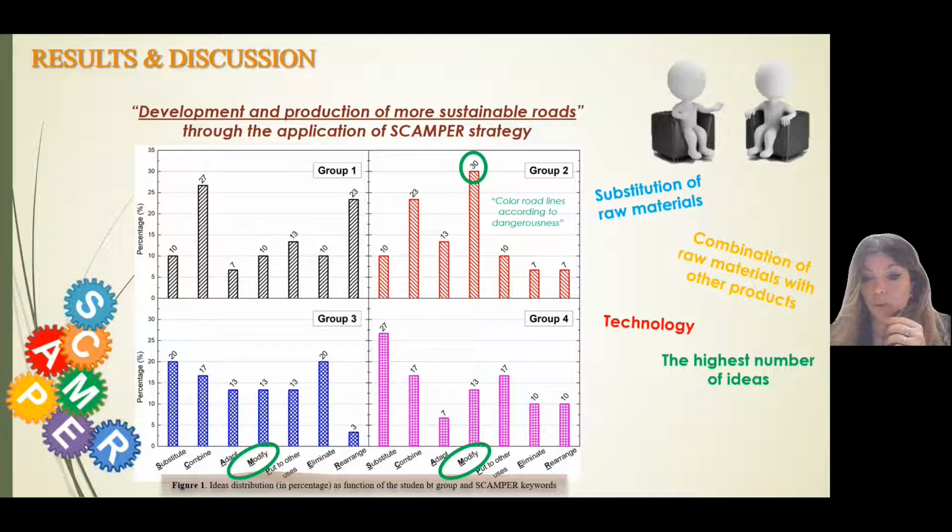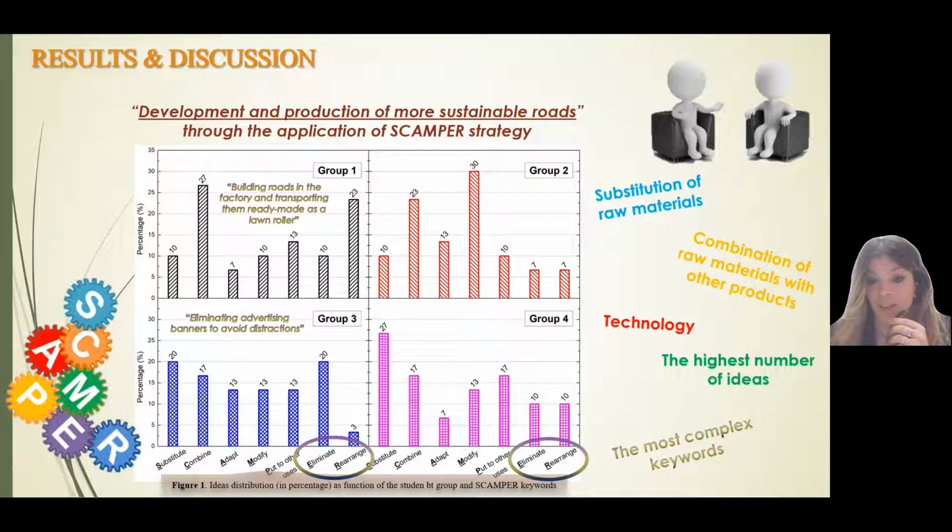it was the keyword most used by students, which gave rise to the highest number of ideas, achieving 30% of the total number of ideas in one of these groups. In contrast, put to another use generates a reduced number of solutions. Finally, eliminate and rearrange appear to be felt as the most complex questions for students, showing the lowest percentage of ideas in this study.